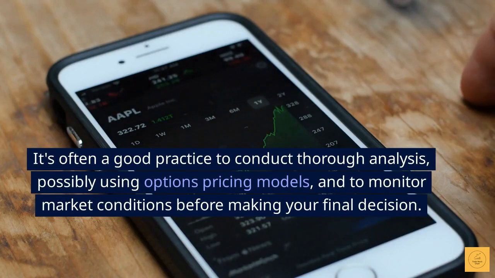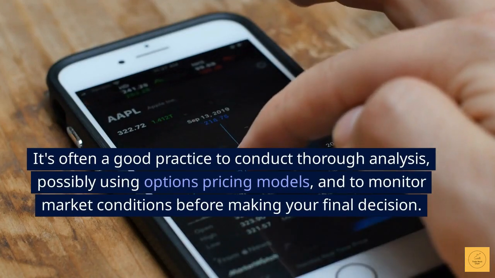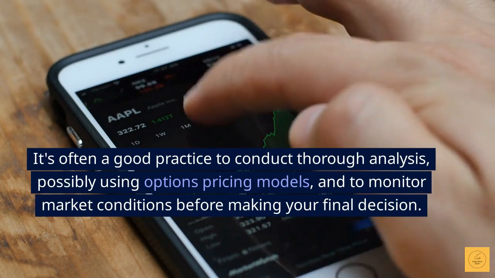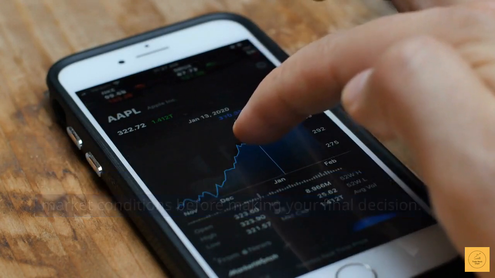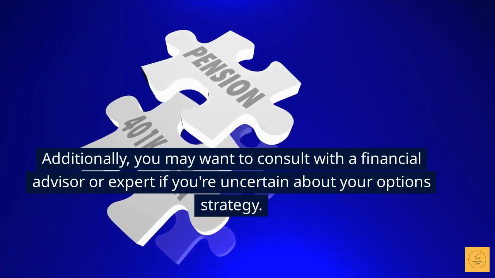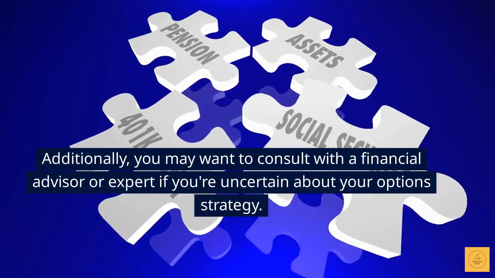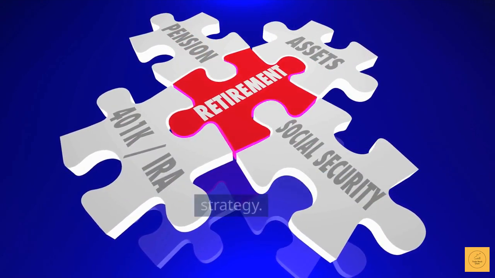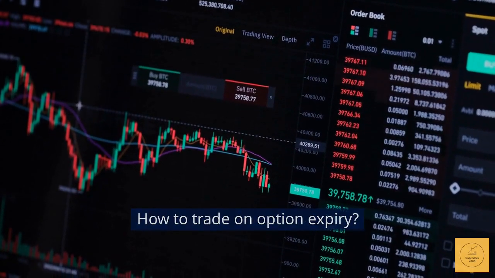It's often a good practice to conduct thorough analysis, possibly using options pricing models, and to monitor market conditions before making your final decision. Additionally, you may want to consult with a financial advisor or expert if you're uncertain about your options strategy. How to trade on option expiry?